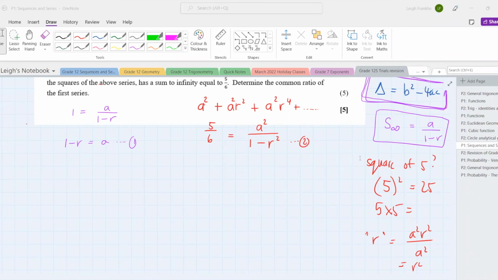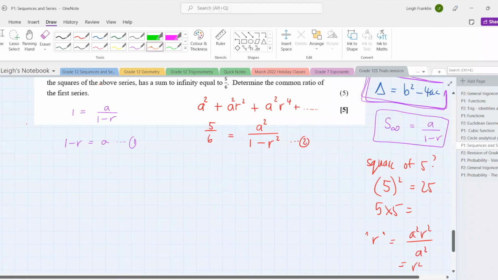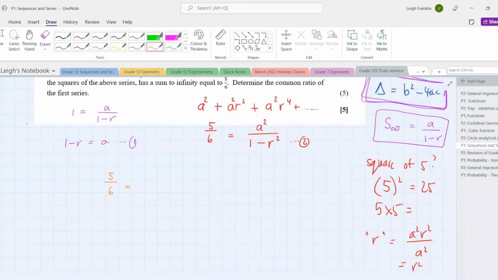All right, and now in order to get to our answer, we need to solve simultaneously. So what we can do now is substitute. So we've got 5/6 is equal to a squared. Now remember, a was equal to 1 minus r. So we're going to sub that in and we're going to square it over 1 minus r squared. What's our next step?